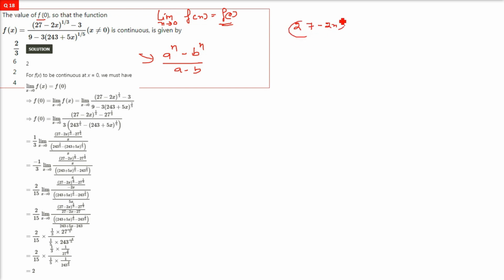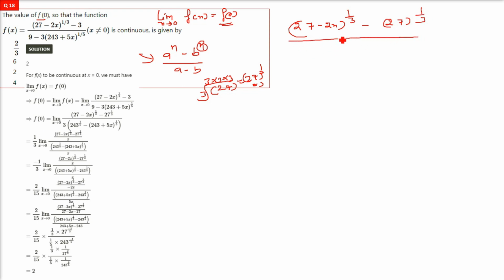So you're taking the numerator first: 27 minus 2x raised to the power 1 by 3. And both n should be the same, so we need something of power 1 by 3. What is the cube root of 27? The cube root of 27 is 3. So in place of 3, we can replace it by 27 raised to the power 1 by 3. Raised to the power 1 by 3 is simply the cube root.